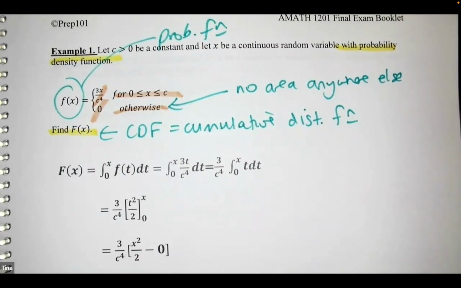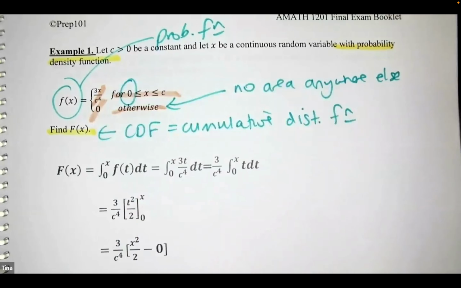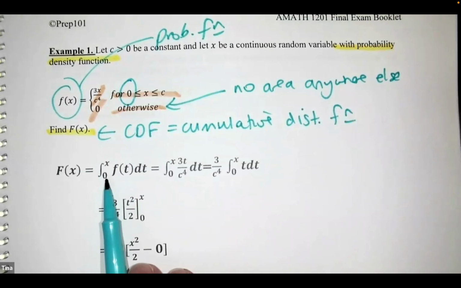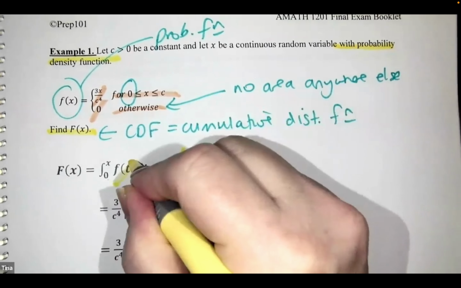So to find a cumulative, capital F, from a little f, we do the integral from 0 to x. We start at 0 because this starts at 0. Remember I said it won't really start at negative infinity for you guys. So it's from 0 to x of f of t dt or f of s ds, whatever letters you want to use. So we put the function in here.